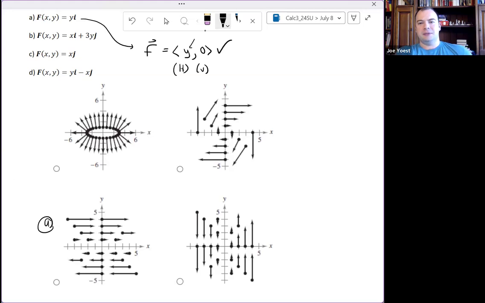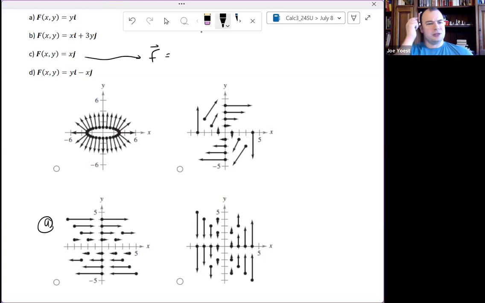Another one that I can knock out pretty easily is part C. This is x times j. So it has 0 for its first component, its i component, and it has x for its j component, its second component.